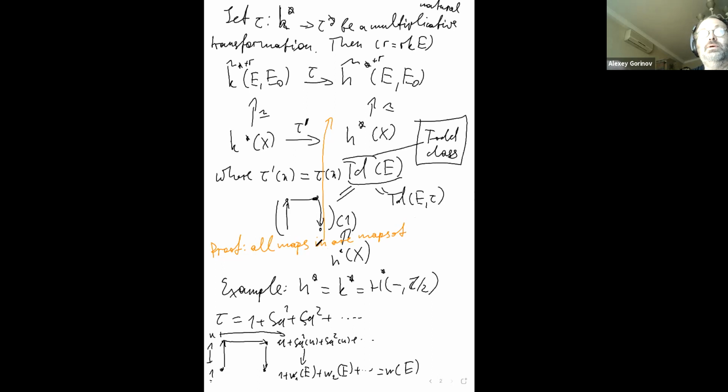All maps. Well, let me be more precise. Not all maps. We basically want to calculate this composite map. First, we go up, then to the right, then we go down.